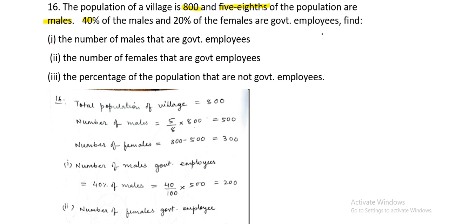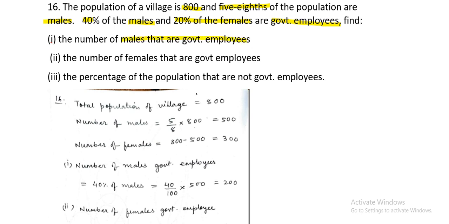Okay, so students, what is a government employee? Some of your parents are working in a government office, so they are government employees, and some of the parents are working in a private company like OCL, so that is a private employee. Now in that particular village, 40% of the males and 20% of the females are government employees. Now we have to find out in part one the number of males that are government employees.